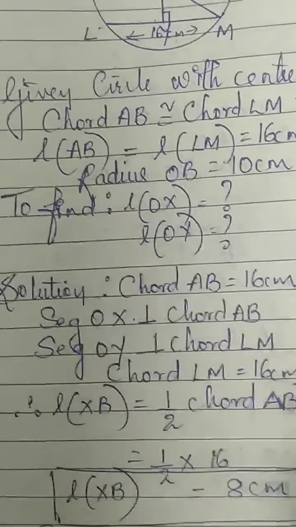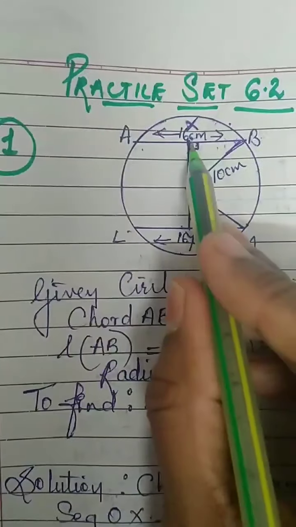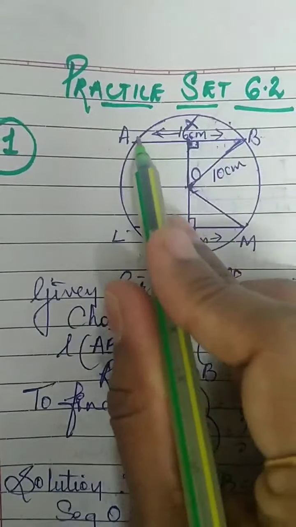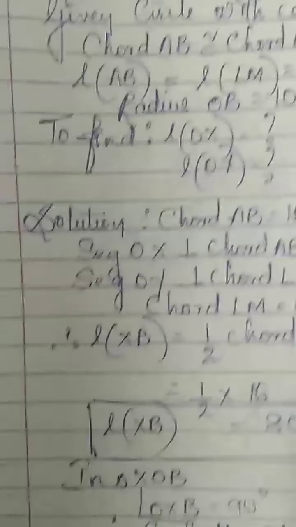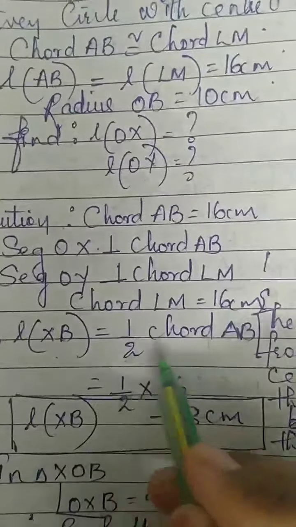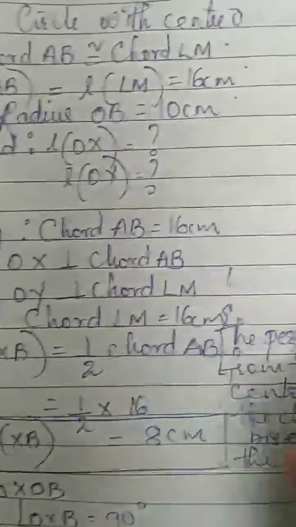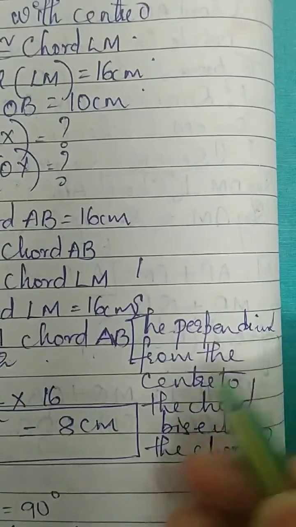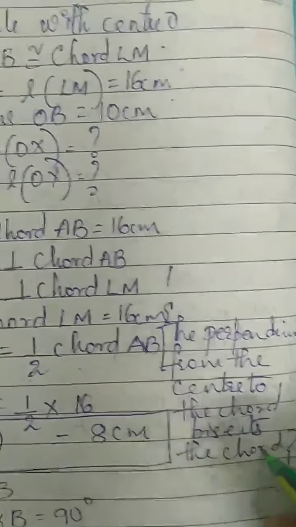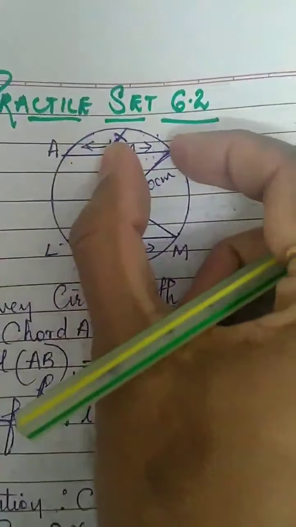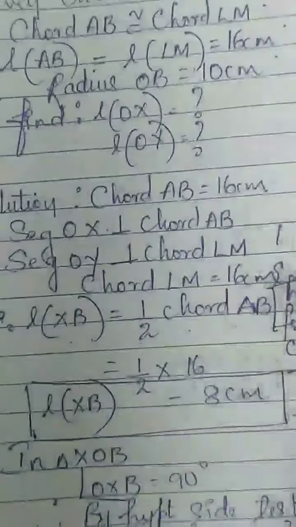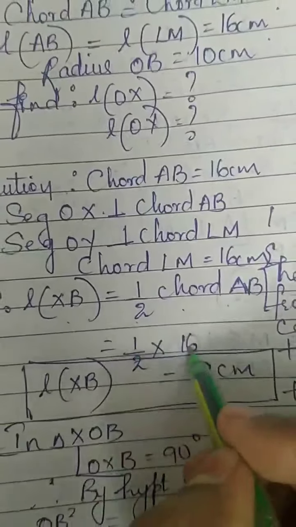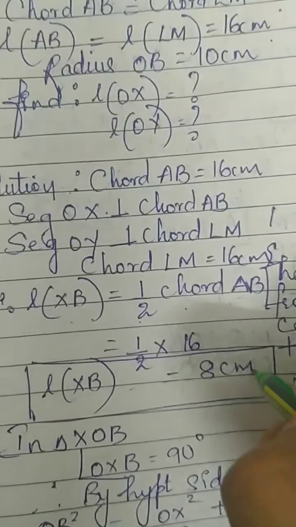This all are given. Then I wrote XB is equal to half of AB. XB is equal to half of chord AB. Then I wrote the reason: the perpendicular from the center to the chord bisects the chord. So XB will be half of 16, that is 8 centimeter.